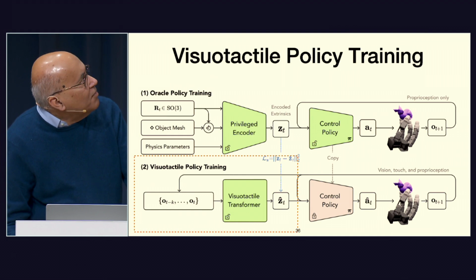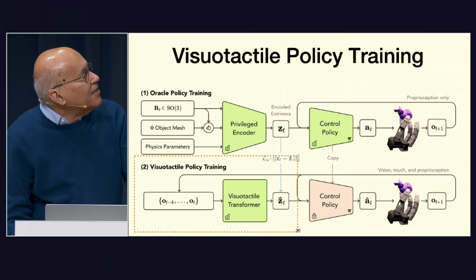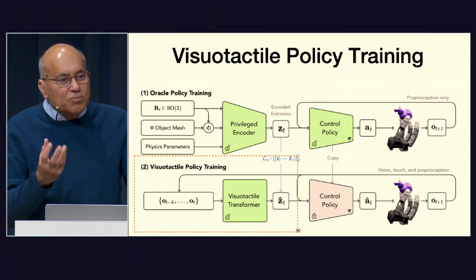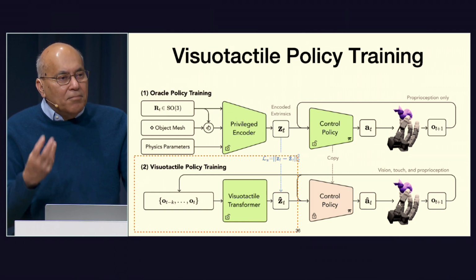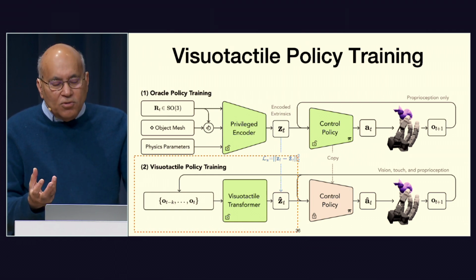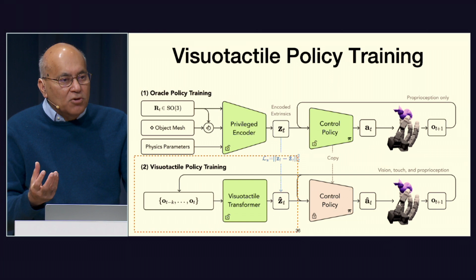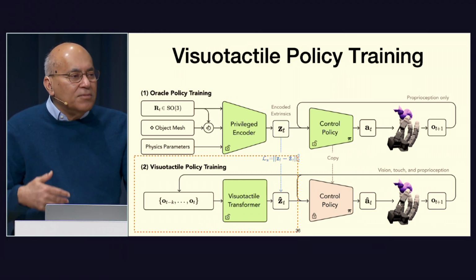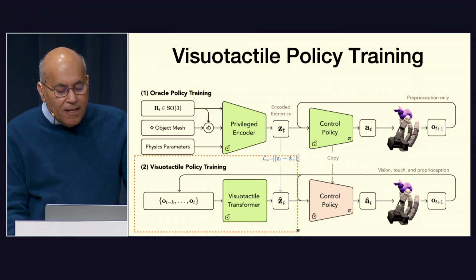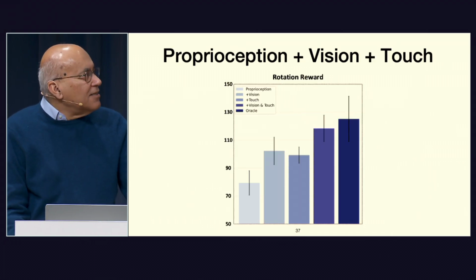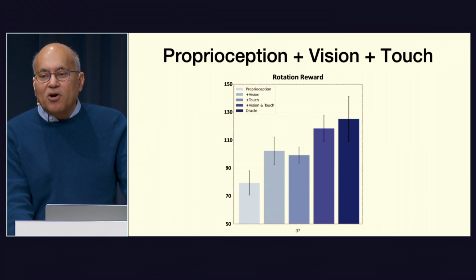If you look at the upper left, the key thing here is that you use privileged information in training, so you know information about the shape of the object. But at runtime, you do not know the true shape of the object or its pose. You're estimating it from the vision data and the tactile data. This chart to me is the most important finding from that.